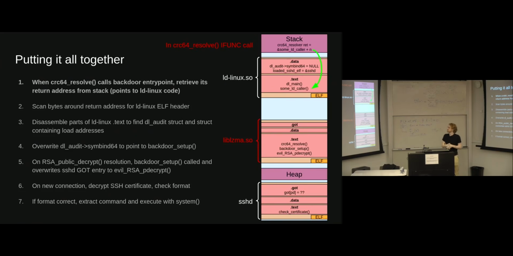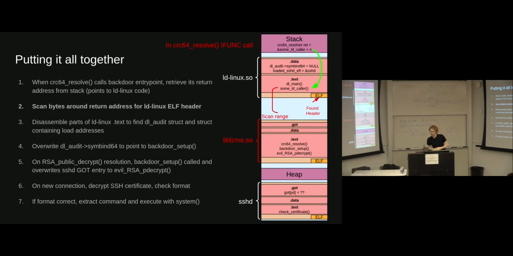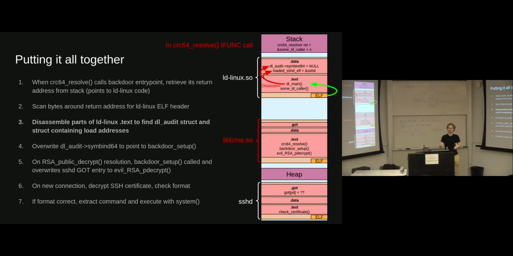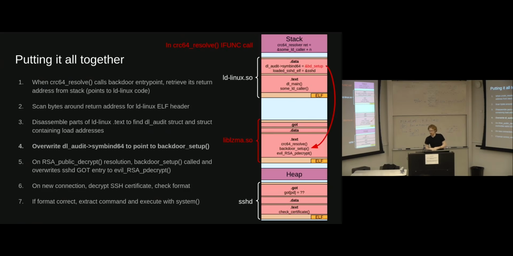That very first entry point retrieves its own return address from the stack, which we know points somewhere in the text section of ldlinux.so. Then we scan the bytes behind that return address until we find the elf header. Once we found the elf header, we use it to get to the text section and do some disassembly and figure out the offset of the DL audit and all the other information that we need from ldlinux.so. Once we have that, things get easier. We can just overwrite that with our backdoor setup and then return control back to the linker, and the linker goes on and continues to resolve all the rest of its symbols.